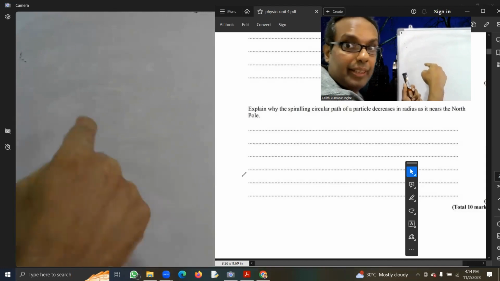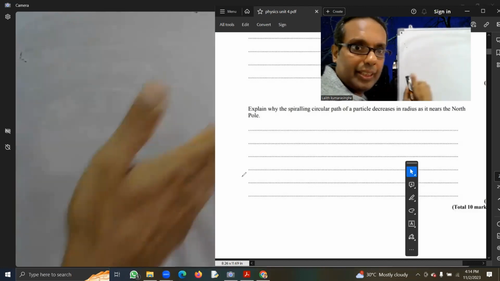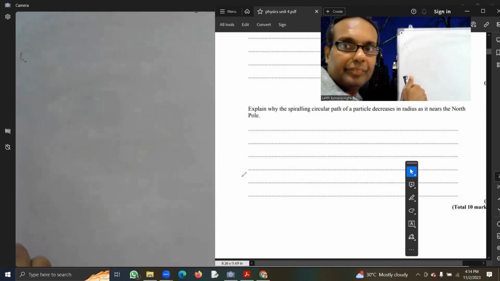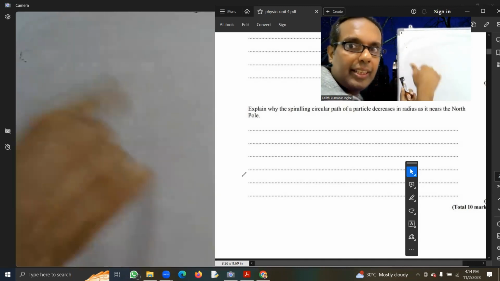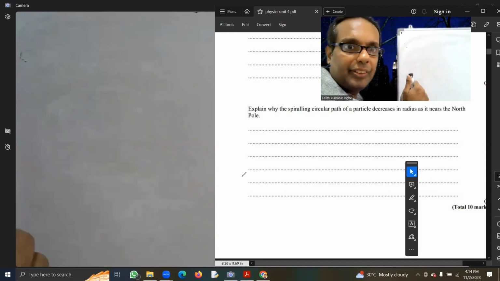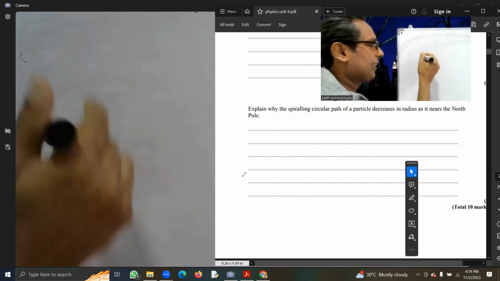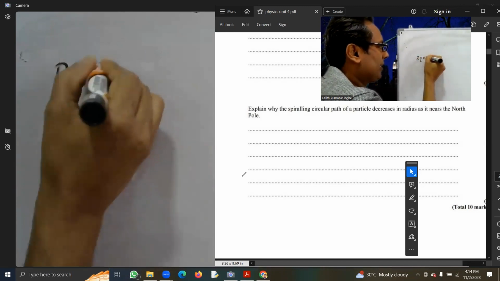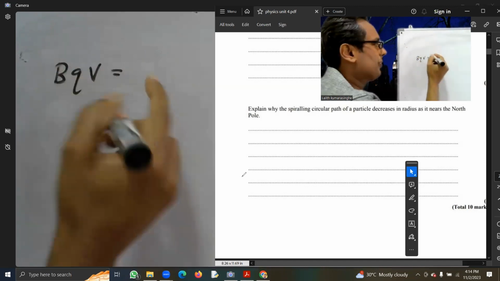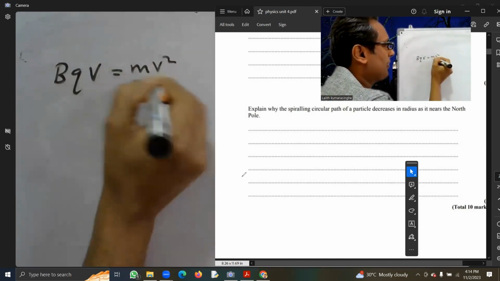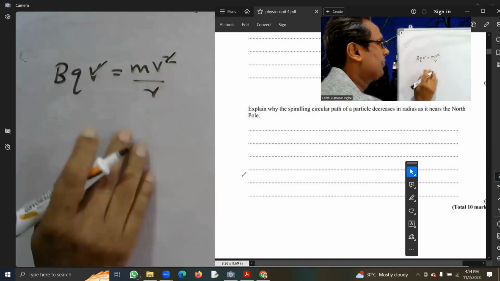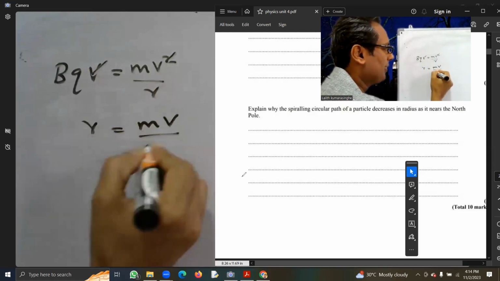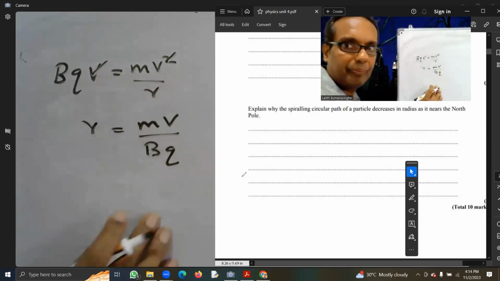Now we know, even in an accelerator, the cyclotron, when the charged particle increases its speed, it will spiral outward. Decrease the speed, it will spiral inward. That's coming from the general equation. So we'll write the general equation. BQv, the magnetic force, is providing the centripetal force, mv squared over R. The v cancels off. R is equal to mv over BQ.